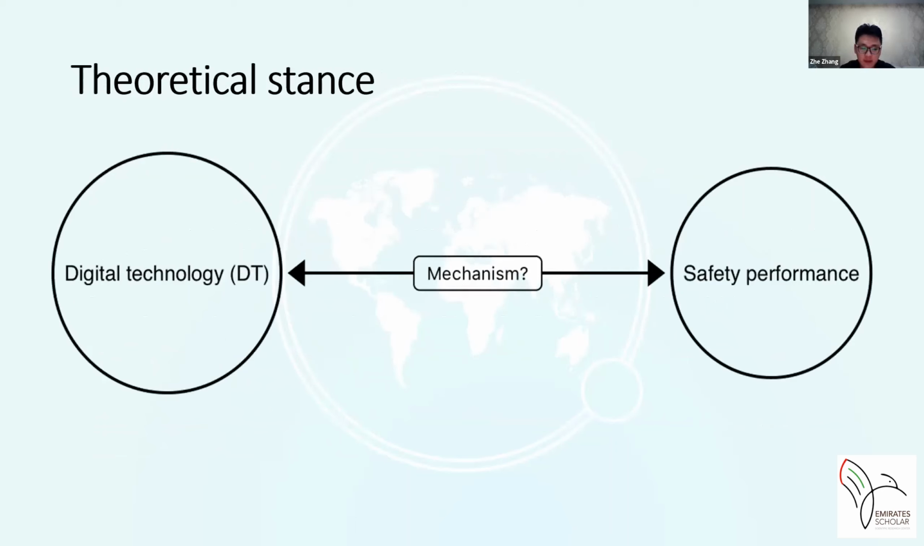To explain the mechanism of DT on safety performance, we propose a theoretical stance that DT do not improve safety levels directly. Instead, they improve the safety level by empowering people. Thus, the assay concept was suggested as a theoretical link to bridge gaps between DT and safety performance.